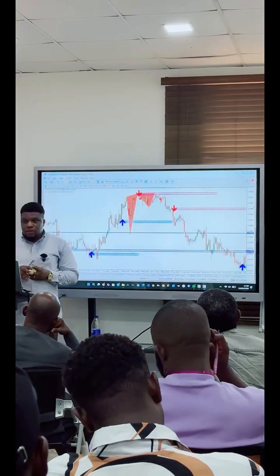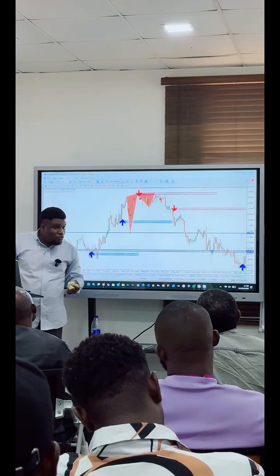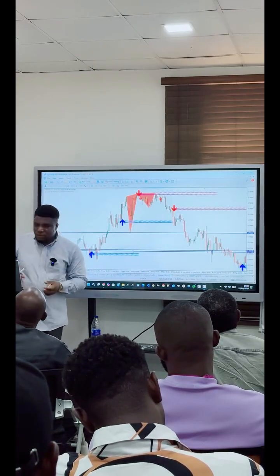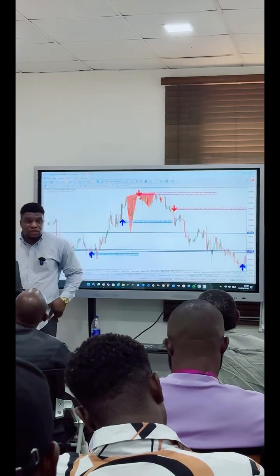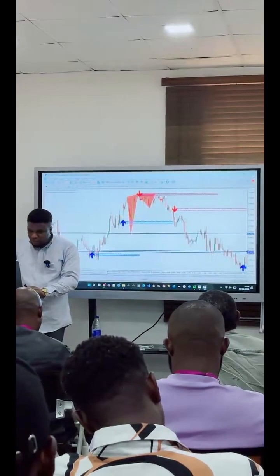Are we getting the idea now? So it's a higher probability trade. So when I see the triangle, I want to double down on my trade setup. So now this one, you can use it on any instrument.